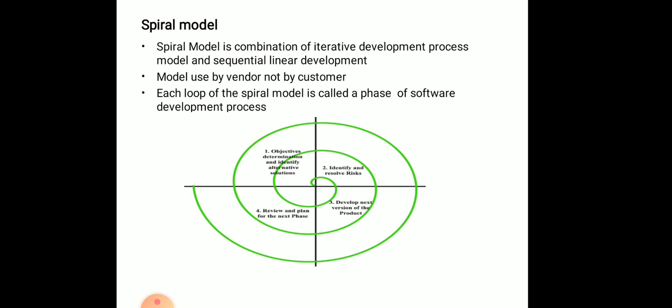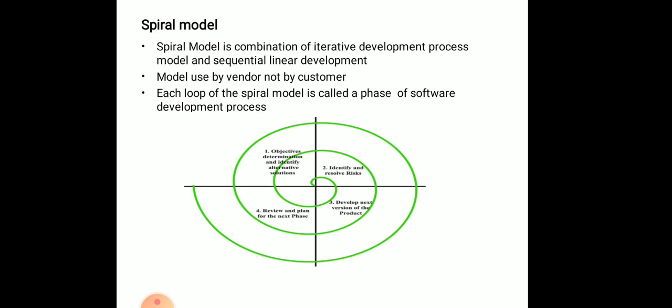Means what? Each loop. Here we will see the first loop. The first loop has some activities. First activity, what is that? Objective determination and identifying alternative solutions. Means determine the objective of the system, and identify the alternative solutions. Next one, identify and resolve the risk, means identify the problem and solve this problem.